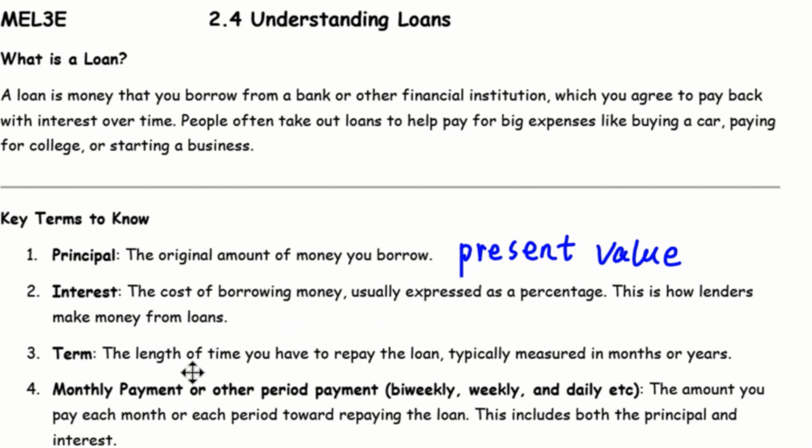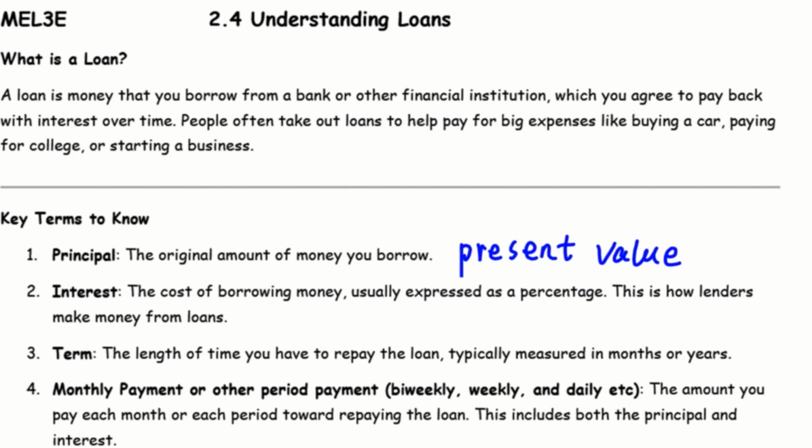The term is the length of time you have to repay the loan, typically measured in months or years. Monthly payment, or other period payment, is the amount that you pay each month or each period, bi-weekly, weekly, or daily, toward repaying the loan. So principal, interest rate, term, and payment per period are the four terms you should know.